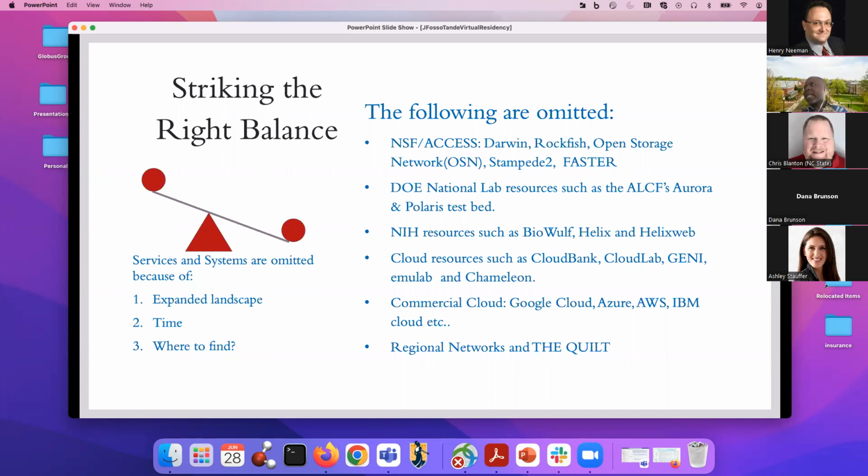There are 23 national labs, and a majority of them do have HPCs with different criteria on how to access. So my focus is on those that are readily available. We're not touching on the NIH resources, nor cloud resources such as CloudBank, CloudLab, or commercial cloud as well. Those could be topics for presentations by themselves. And of course, the regional networks. We just focus on Internet 2, but there are other regional networks that we're not going to focus on.